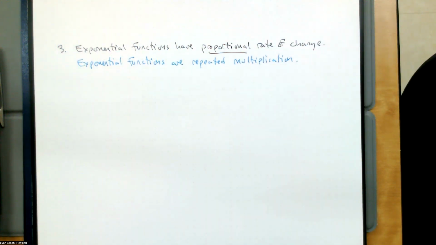Exponential functions are repeated multiplication. That's why they're exponential functions, because exponents are repeated multiplication. Linear functions are repeated addition. That's why we mark the change with multiplication, because multiplication is repeated addition. So a linear function says b plus m times x. That's add m a bunch of times. Exponential functions, the variable shows up as the exponent because we're doing repeated multiplication.